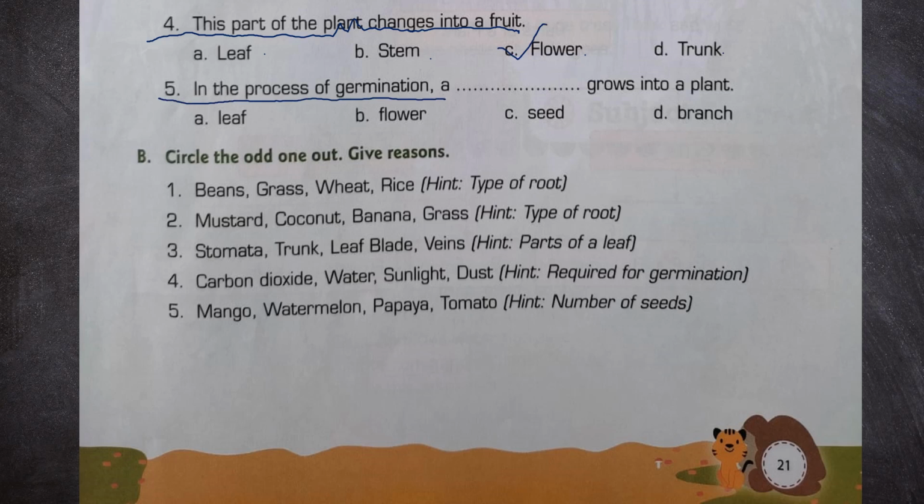In the process of germination, a dash grows into a plant. Leaf, flower, seed, branch. So option C is correct. Seed grows into a plant. Circle the odd one out.